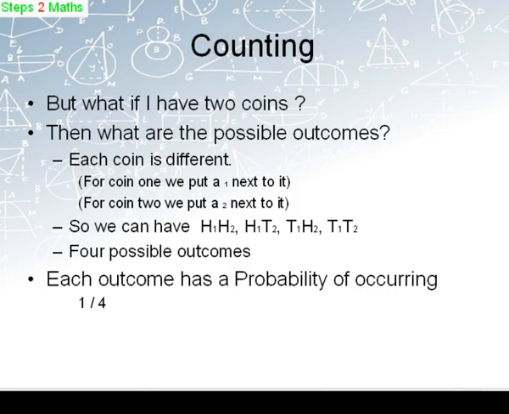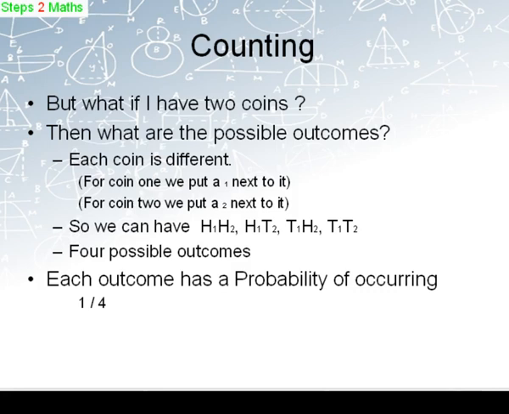So let's have a look at an example when I have two coins. Let's have a look at what the possible outcomes are. Each coin is different. So for the first coin, if we get a heads, I'm going to put a little number 1 next to it so you know it's from the first coin. And if it's the second coin, I'm going to put a little number 2 next to it so that you know it's the second coin. So what are the possible outcomes if I throw two coins?